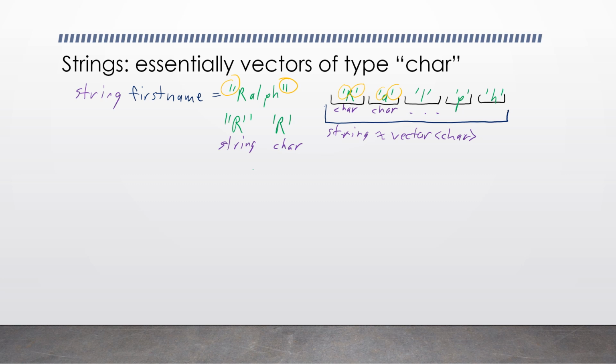As the way in which strings are similar to vectors of type character, you can use firstName.size() to get the length of the string. Because a lot of people think of strings as having a length rather than a size, which you think of an array or a vector as having a size, there's an alias to this. You can call firstName.length(). Okay, and these will give you exactly the same answer.